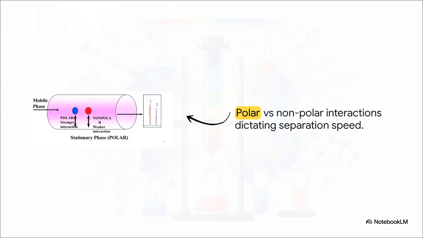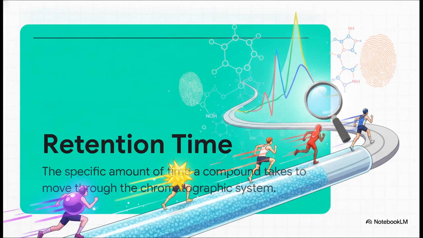Eventually, a detector converts this physical separation into an electrical signal, giving us a chromatogram where every single separated molecule registers as a distinct peak. And that distinct peak is tied to an incredibly important metric we call retention time. Simply put, this is the exact finish time for each runner in our chemical race.